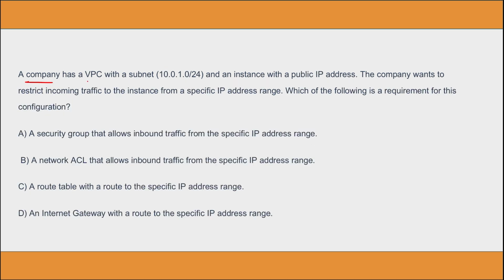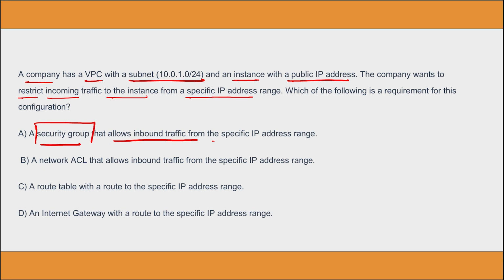Next, a company has a VPC with a subnet and an instance with a public IP. The company wants to restrict the incoming traffic to the instance from a specific IP address. Which of the following will be required here? In order to restrict incoming traffic to the instance from a specific IP range, a security group will be required that will allow the inbound traffic from the specific IP address range only, and the ones that we want to block will be blocked by this security group.